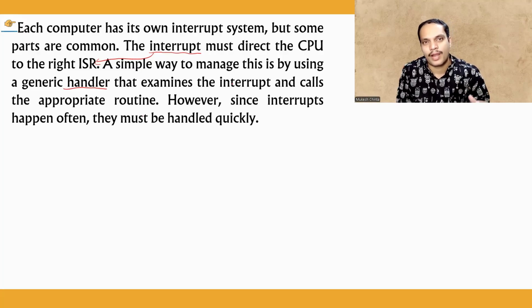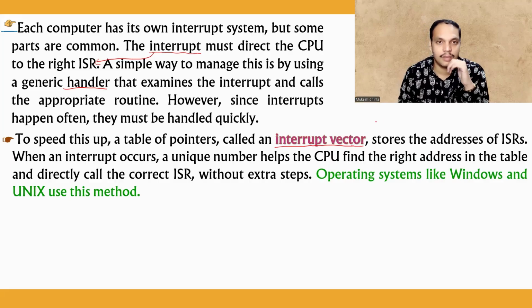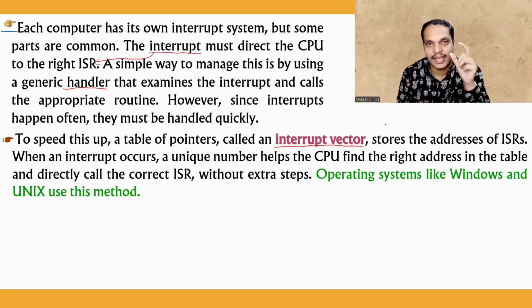Because interrupts keep on happening very routinely, they must be handled quickly as well to increase the efficiency of the system. So to speed this up, what we do is use a table of pointers called an interrupt vector. This interrupt vector is a pointer or even an address that tells the CPU where to find the ISR for this corresponding interrupt.